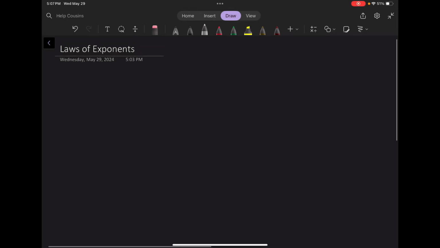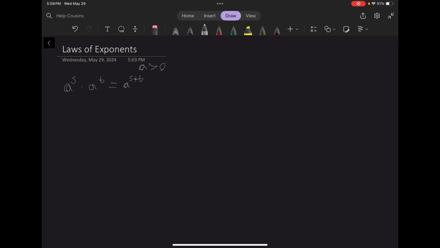So today we're just going to be going over some laws of exponents. The first one we're going to go over is the multiplication law, which states that a to the power of s times a to the power of t, where a is a number that is greater than 0, is going to be a to the power of s plus t.